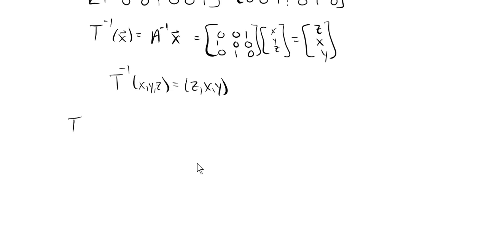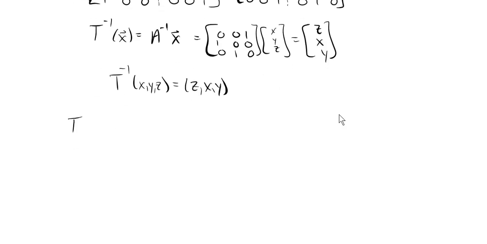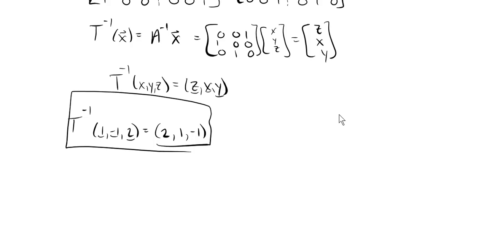So if we're asked to find the pre-image of 1, negative 1, 2, this will be easy. The pre-image is just the inverse applied to it. It says what's in our z component goes first. What's in our x component comes next. And what's in our y component comes last. There we have it. That's T inverse of 1, negative 1, 2. Meaning, you can check this, that if we apply T to this pre-image, we better get 1, negative 1, 2 back. And you can check that that works.